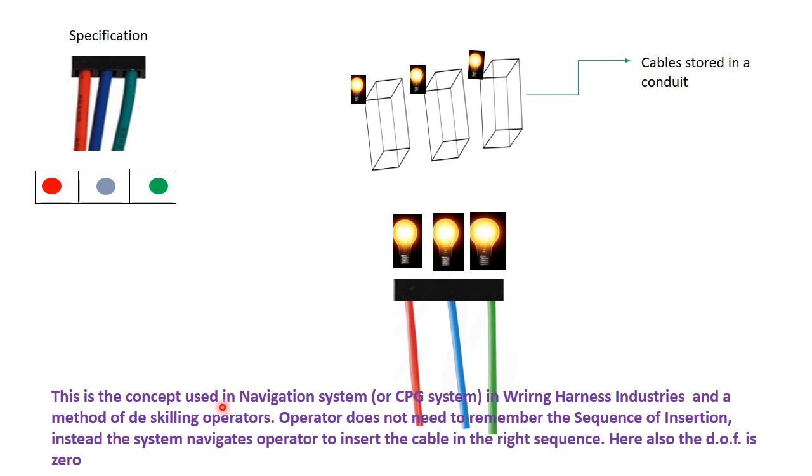This concept is called a navigation system in wiring harness industries, and this is a kind of de-skilling of the operators. Operators don't have to remember every time the sequence in which it should be placed. Here also the degrees of freedom is 0.